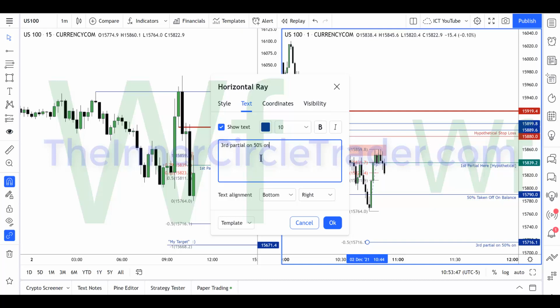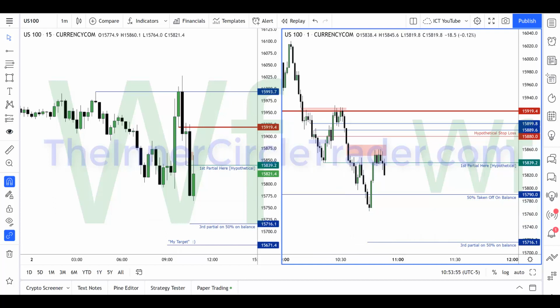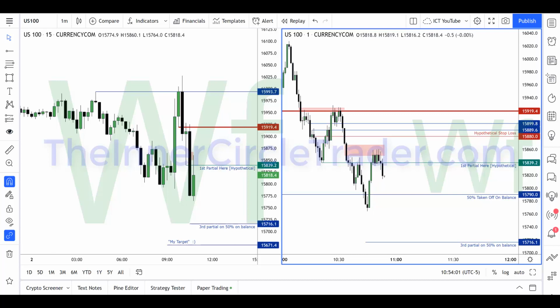Partial on. Balance. And there we go. So I have another target there using that swing projection. If it gets down there, that'll be a third partial, and I would take 50% of the remaining bounce, and that would be 20 contracts of the remaining 40 hypothetically. So 40's on balance right now from the original 100.